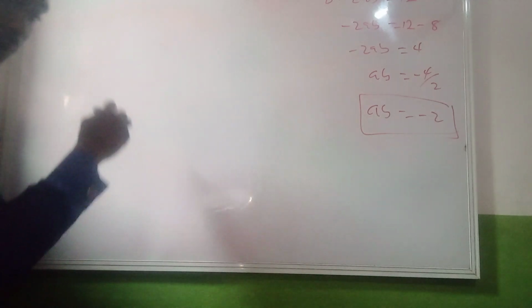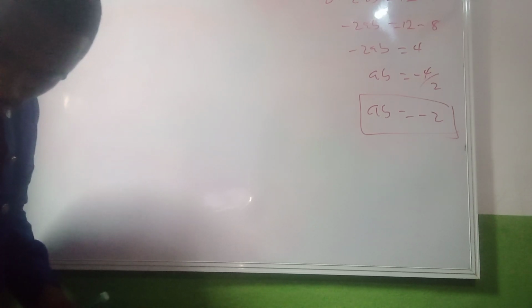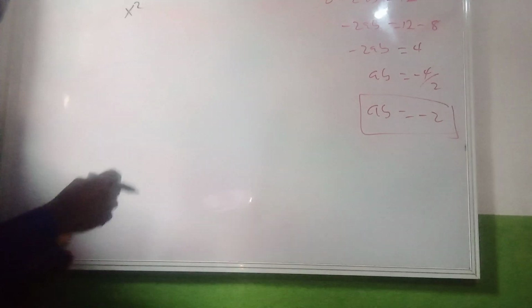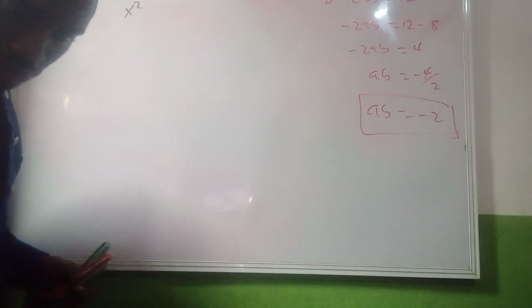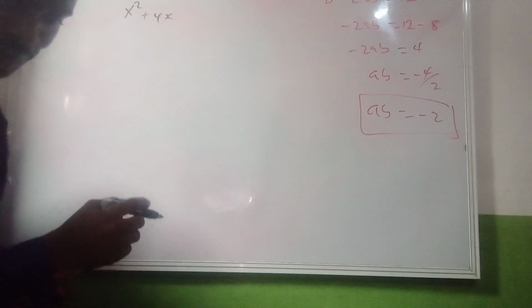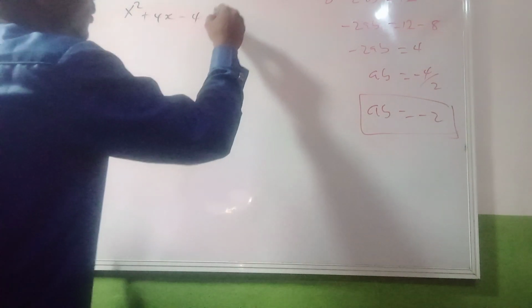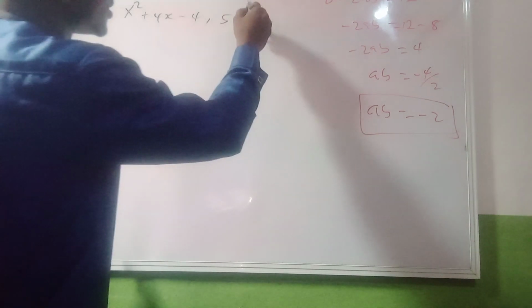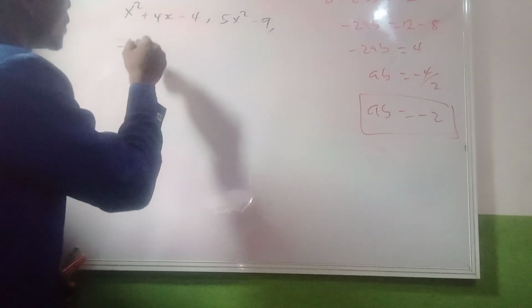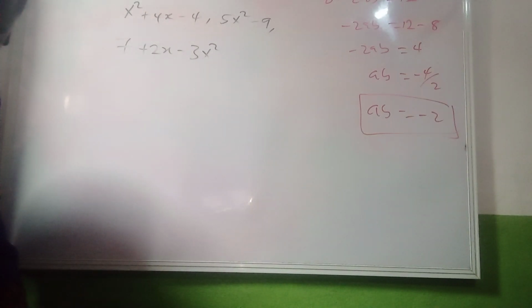Find the AM of x squared, root x squared plus 4x minus 4, comma, 5x squared minus 9, comma, and 7 plus 2x minus 3x squared. So now I want to find the arithmetic mean of this.